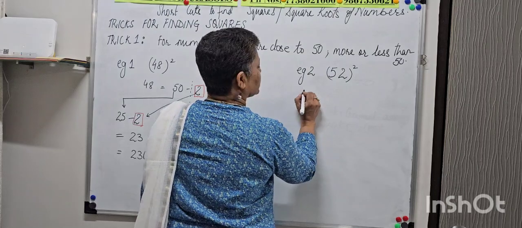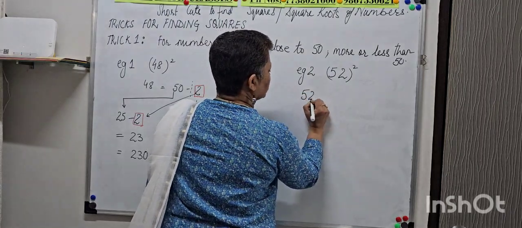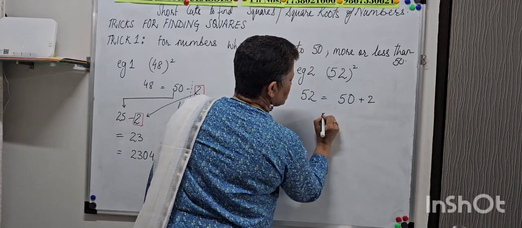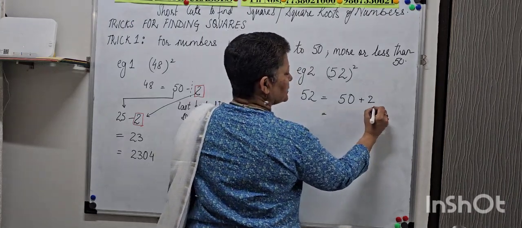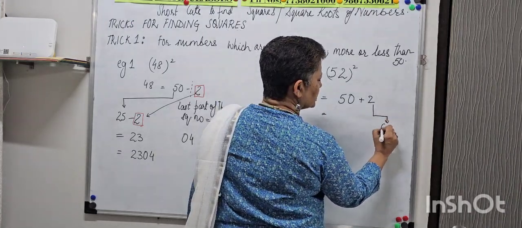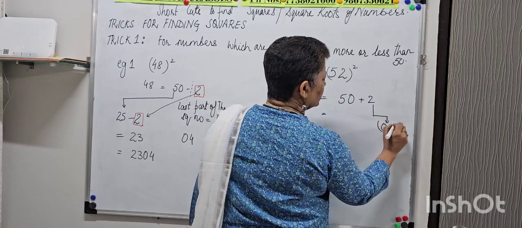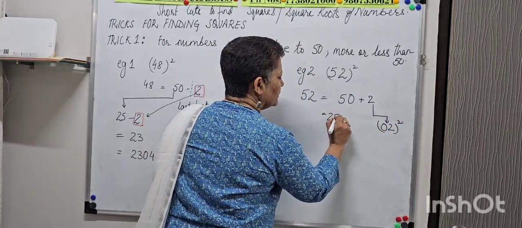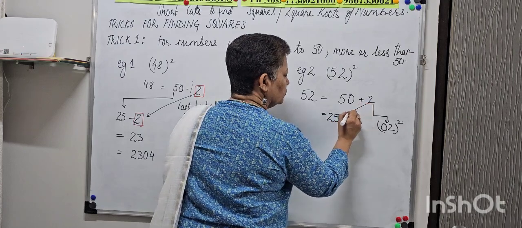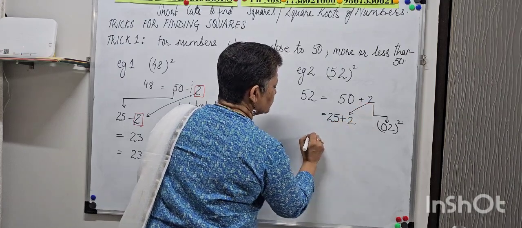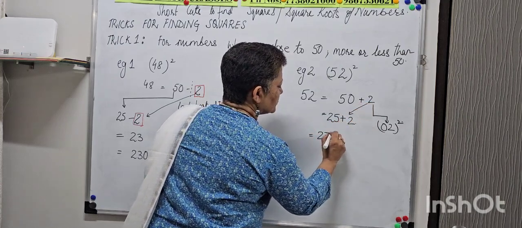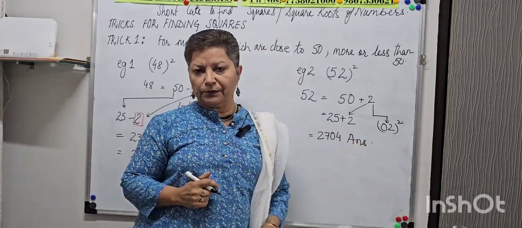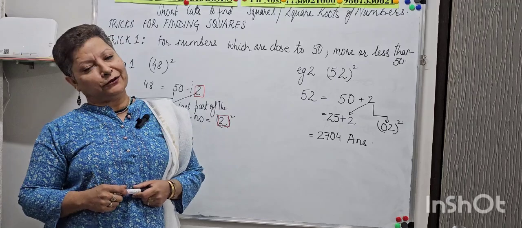Now 52 can be written as 50 plus 2. So the last part is going to be the square of this, so 0, 4. And here this is going to be 25 plus this 2. So this is going to be 2704. As quick as that. You don't need a pen, you don't need a paper. You can do it in a matter of minutes.